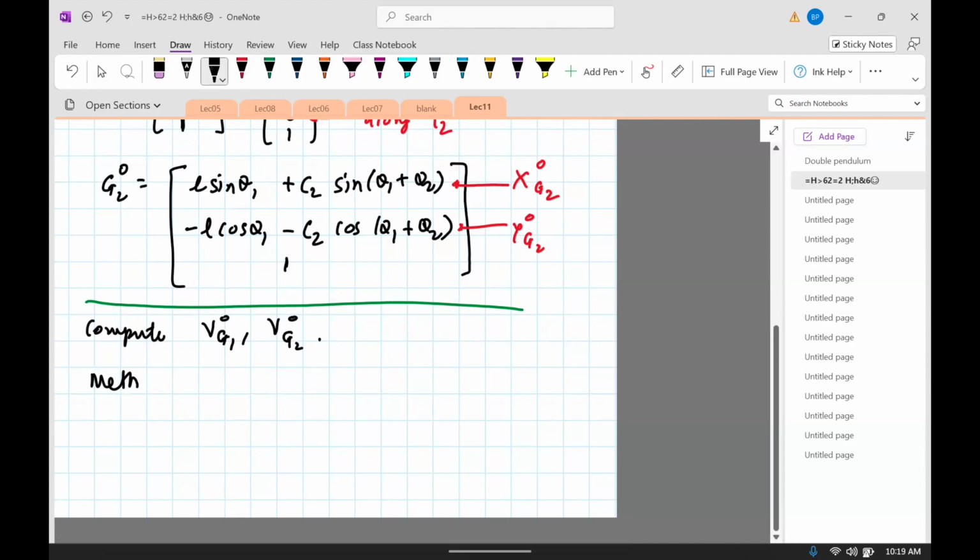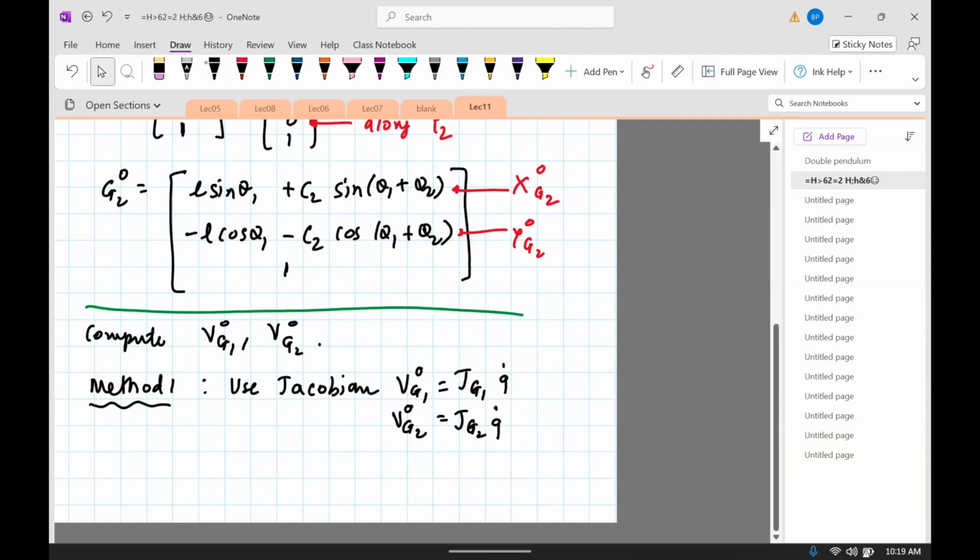So method 1, use the Jacobian. VG10 is JG1 q dot. VG20 is JG2 q dot. See lecture 8, I think it is B or something like that. Okay, so that's one way. Here's another way to do it, and you can choose whichever you want.